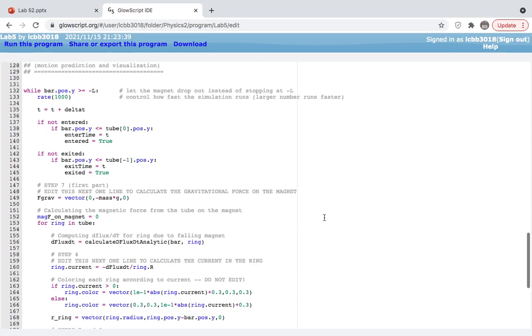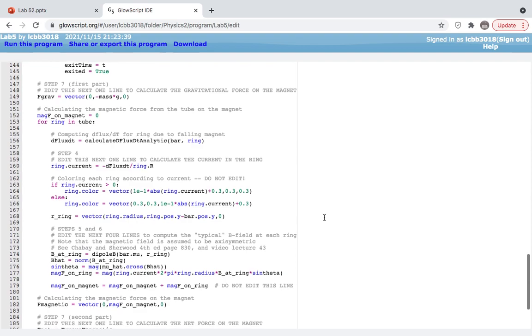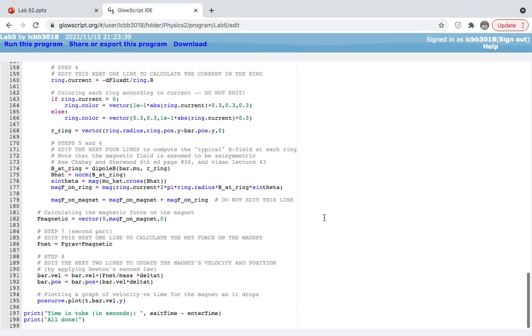and then the Biot-Savart law calculates the force exerted on each ring, and Newton's third law calculates the force exerted by the magnet. So here's the net force and Newton's second law giving the position and velocity, which models the magnet's motion. And so here's the model.